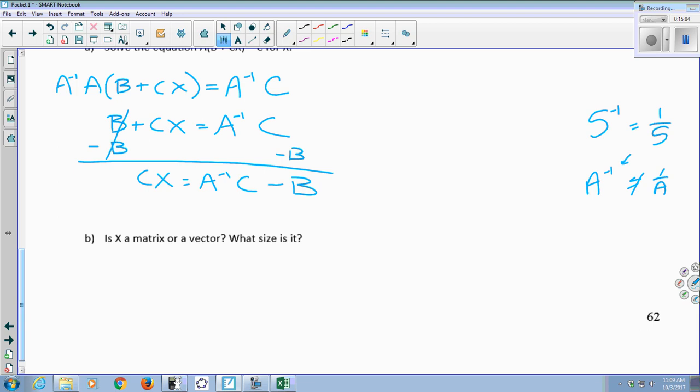So I'm going to multiply both sides of this equation by C inverse on the left. So I have C inverse CX equals C inverse times A inverse C minus B. So I have to multiply the whole right side by C inverse, so I put some parentheses in there. So my C inverse times C, those cancel. And remember, they have to be right next to each other in order to make them cancel. If I had multiplied both sides by C inverse on the right, like that, then they wouldn't cancel because you can't change the order of the X and the C inverse because it's not commutative. So I had to put it on the left.